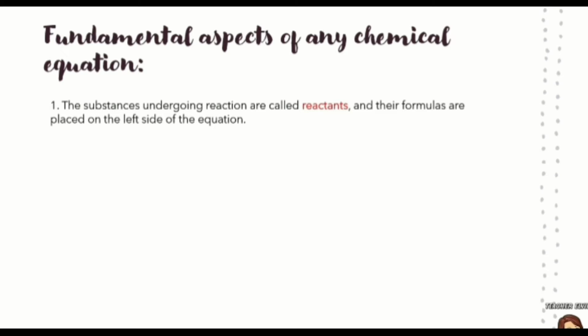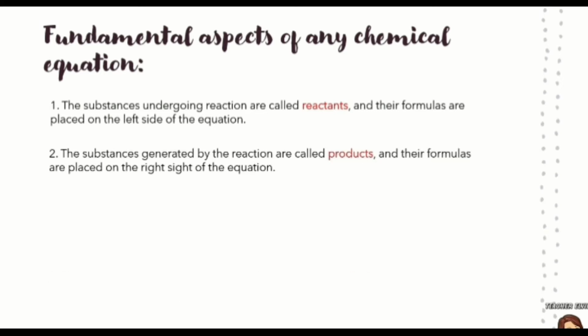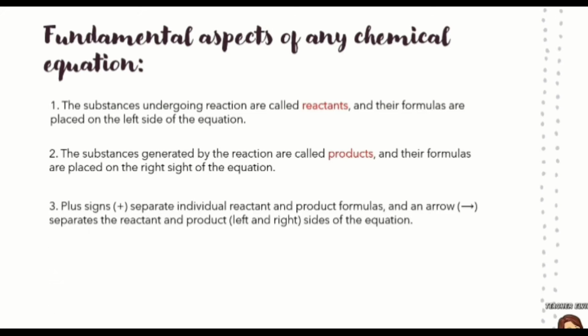Number 1, the substances undergoing reaction are called reactants, and their formulas are placed on the left side of the equation. Number 2, the substances generated by the reaction are called products, and their formulas are placed on the right side of the equation. Number 3, plus signs separate individual reactant and product formulas, and an arrow separates the reactant and product, left and right sides of the equation.